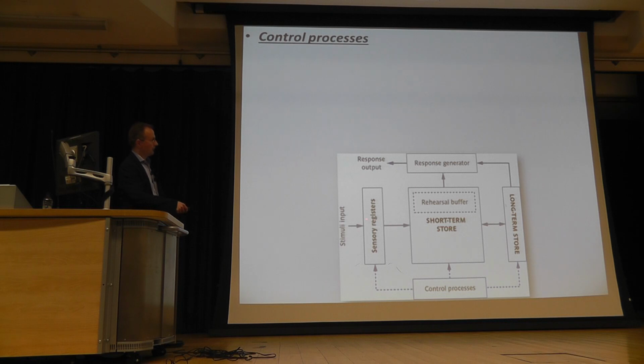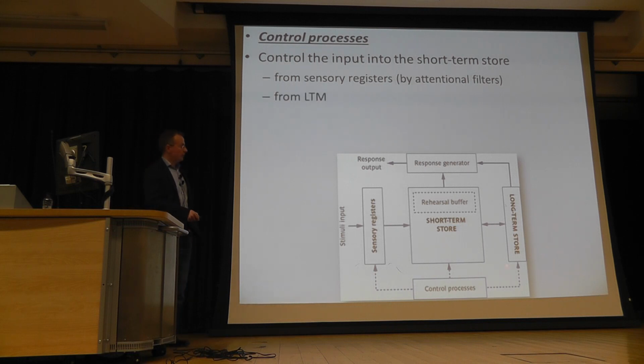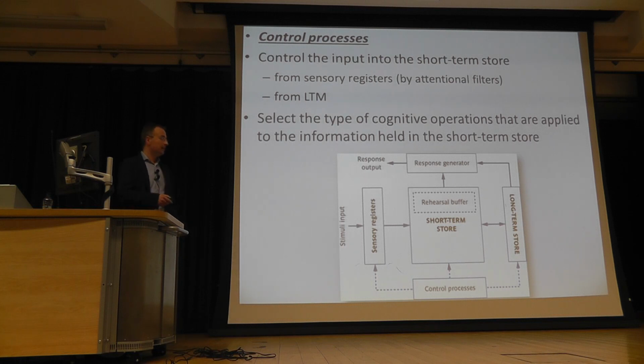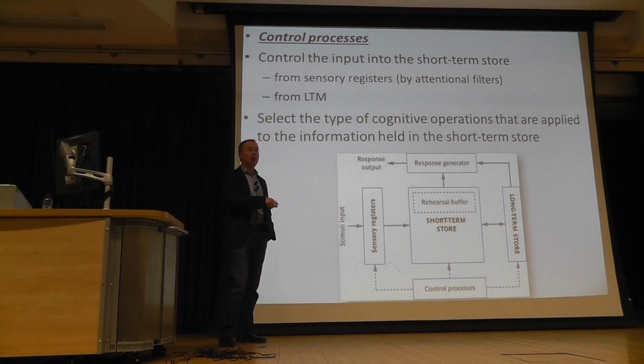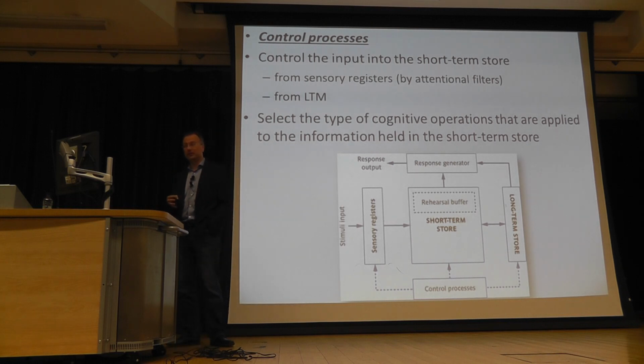So we have gone through these memory bits. Then we see that we have control processes here as well. And these processes control, for instance, what information enters the short-term store, for instance by attentional filters, as we have spoken about last week. Also, they control how information is passed back and forth between long-term memory and short-term memory. And finally, these control processes determine what processing is going on in the short-term store. So, for instance, whether we should rehearse information or not.